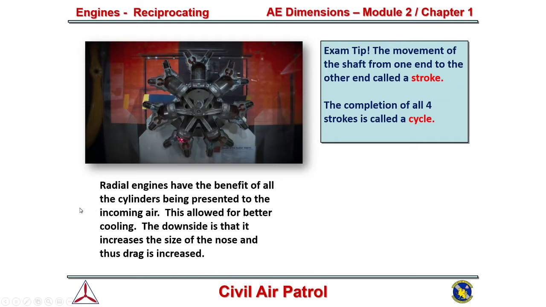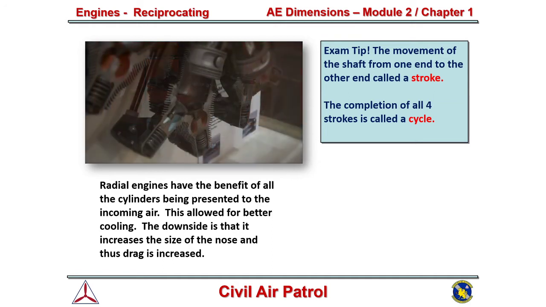Okay? All right. So again, the exam tips: the movement of the shaft from one end to the other end is called the stroke. And when we complete all the cycles, when we complete all 4 of those strokes, it is 1 cycle. And so even though a radial is still a 4-stroke, 1 time around is still a cycle.